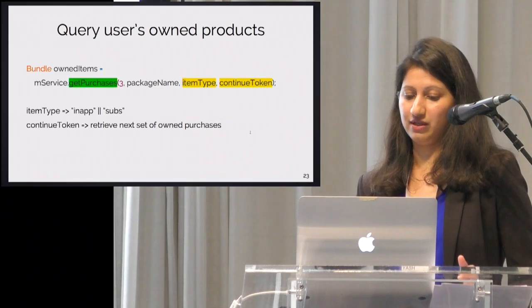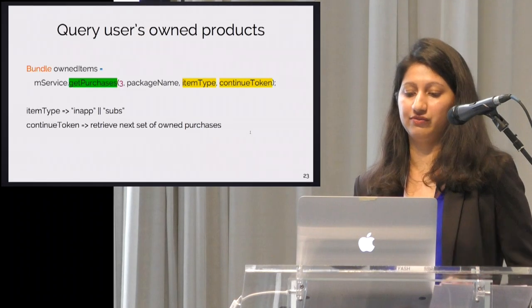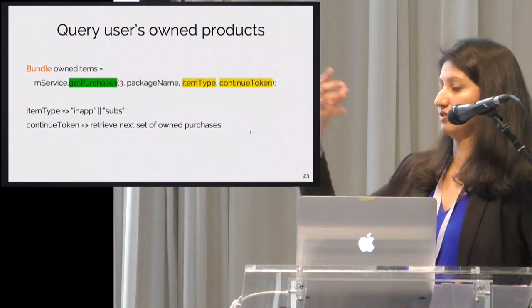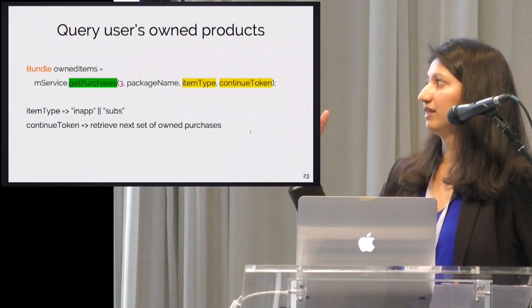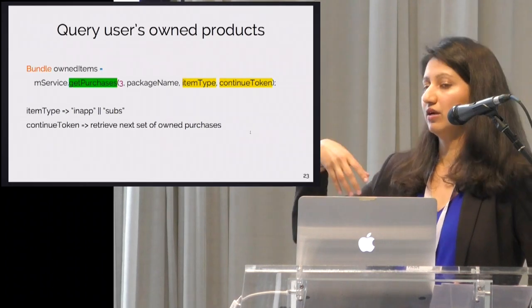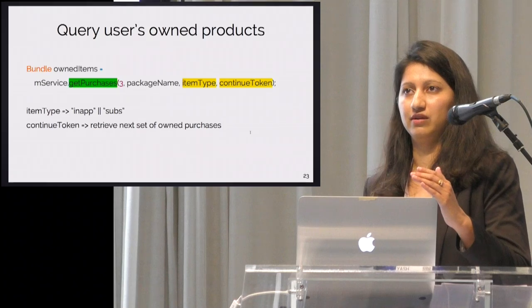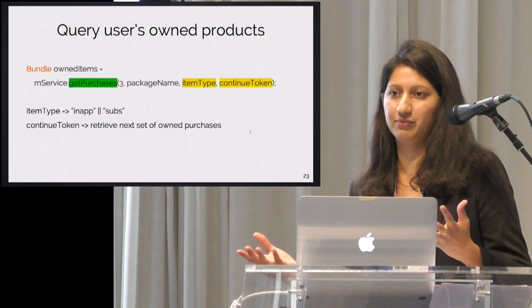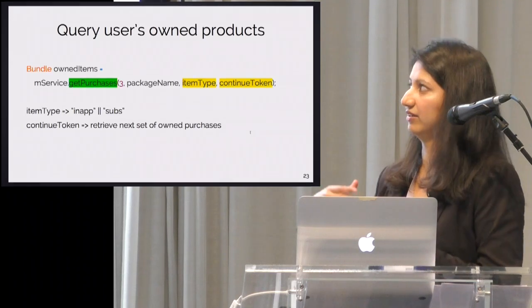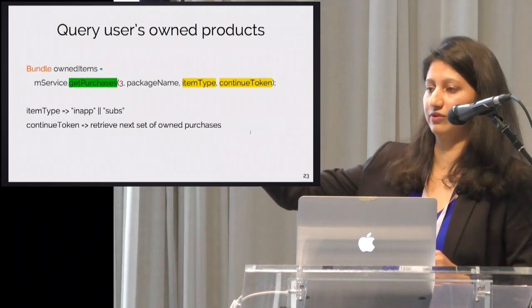Next is to query all of the products the user owns. So pass in 3, the package name, which is the unique package name of your app, the item type, which can be in-app or subscriptions, and a continue token. Suppose you offer more than 20 products, like say 30 products, then Google lists 20 products first, and to get the next 10 products, you have to use the continue token.